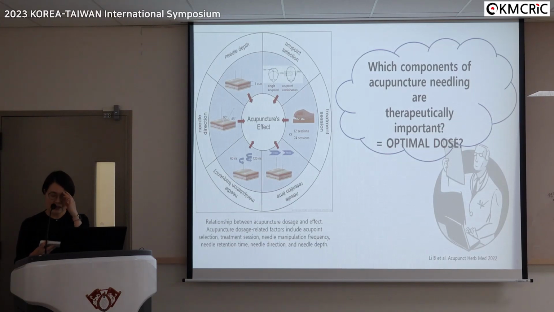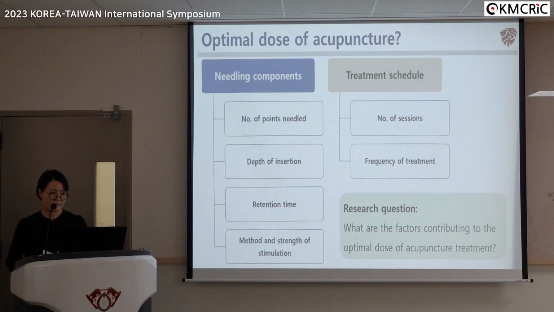As we do not have solid evidence on these factors, or we're not sure about specific components of acupuncture treatment, the paradox where verum acupuncture is not different from sham acupuncture emerges. So, we are left with a question: which components of acupuncture needling are therapeutically important? Or, how can we determine the optimal dose of acupuncture? I divided the factors involved in the optimal dose of acupuncture into needling components and treatment schedule. And we planned a series of systematic reviews and meta-analyses investigating these components in order to inform future research directions.